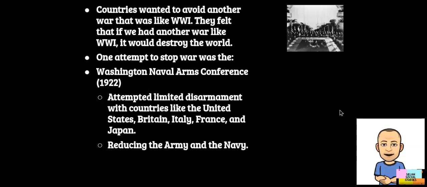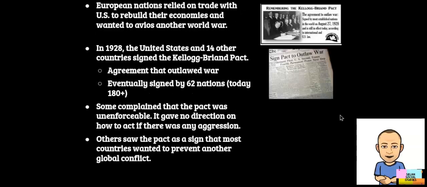Over time, some European countries felt like the Washington Naval Arms Conference was not going to be enough to keep the peace in the world, especially when so many nations relied on the United States to rebuild their economies, and they were still suffering from the war. With the war still fresh in everybody's mind, these countries again came together to make a plan to avert another devastating war. And in 1928, world leaders met in France to sign the Kellogg-Briand Pact.